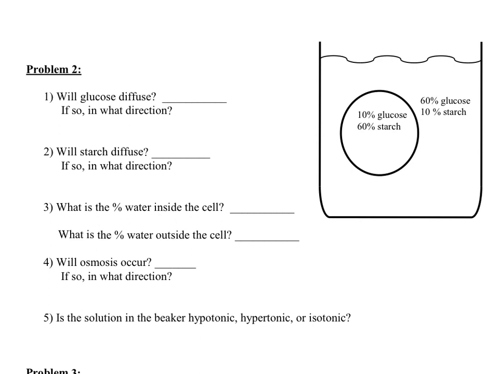All right, glucose, will glucose diffuse? Yes. How do you know glucose will diffuse? Because it's permeable. Good. Yes, the answer is yes. In what direction will it go? Into the cell. Does anybody not understand that? Please say that now. If you chose something not this, why? Yeah, go ahead. I thought since it was 10% glucose, it would go outside the cell to the 60%.